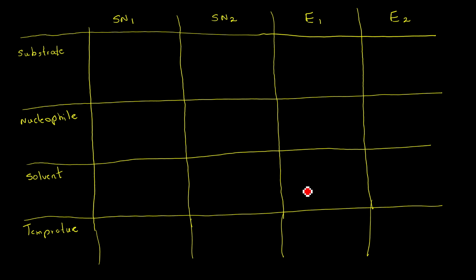So let's move into each of these mechanisms and see how each one operates in our chemical environment. First let's talk about the SN1 and SN2 mechanisms.